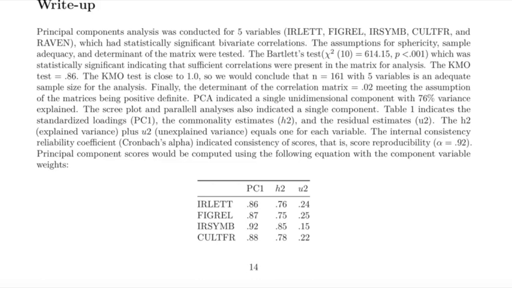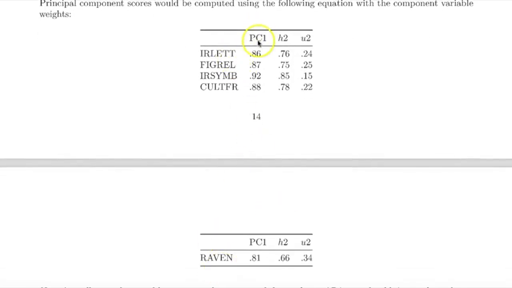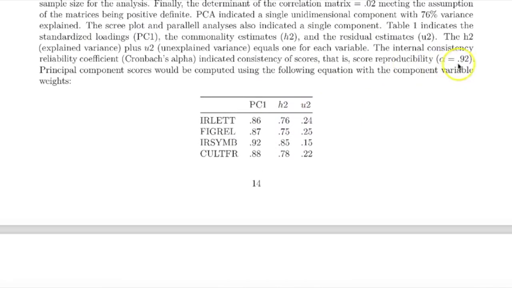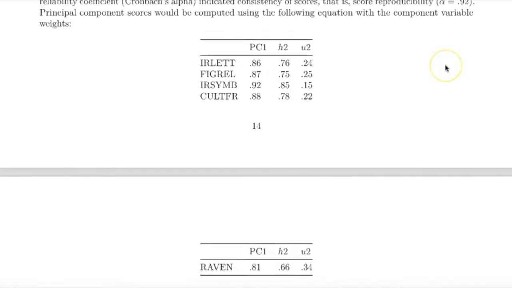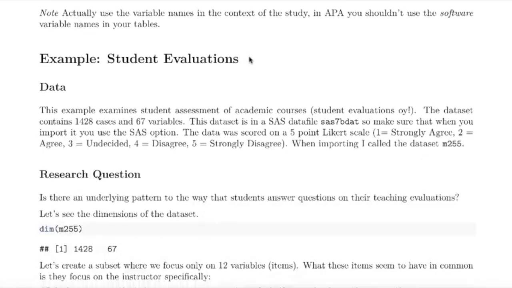Then I just went ahead and created a little table where I had my variables, the component weights, and then the communality and the residual variance. I also reported the reliability for the variables, and I'll show you how to do reliability later. One thing I wanted to say is that it's really bad practice to use the software variable names for your tables, and I know that I just did it. It's always better if you actually tell the reader what they mean. So don't be like me.